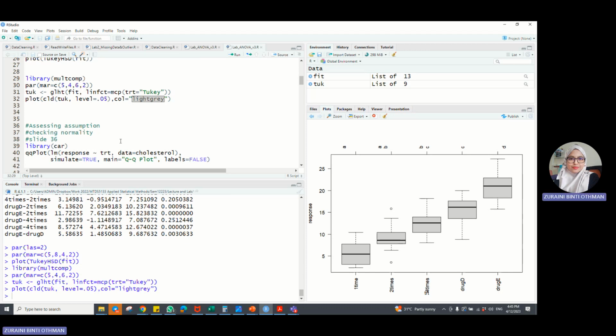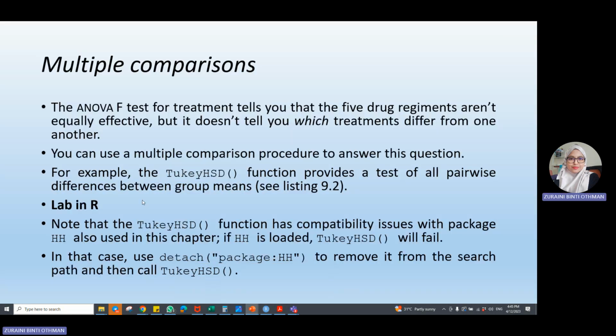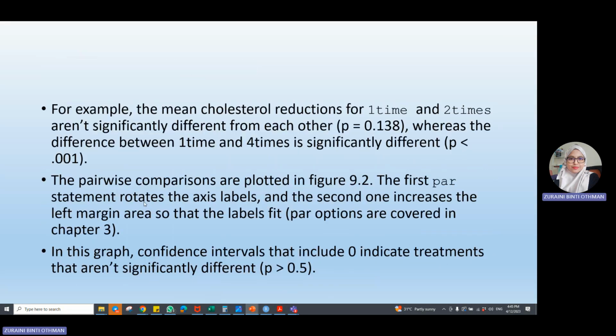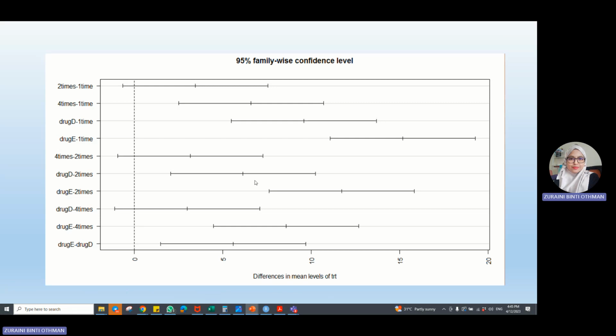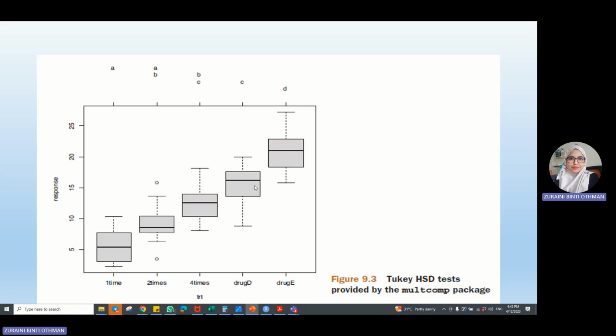Multiple comparison methodology is a complex and rapidly changing area of study to learn. Okay, then we may see the slide. Okay, this is what we did just now. The first graph that we plotted, and the second one, we can see whether it is significant or not. If it is different, because it does not share the same letter, like 1 time and 4 times here.